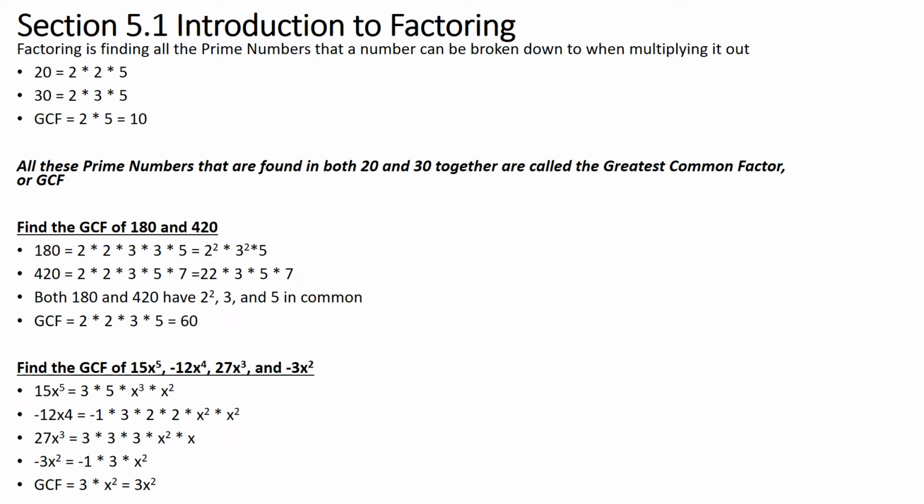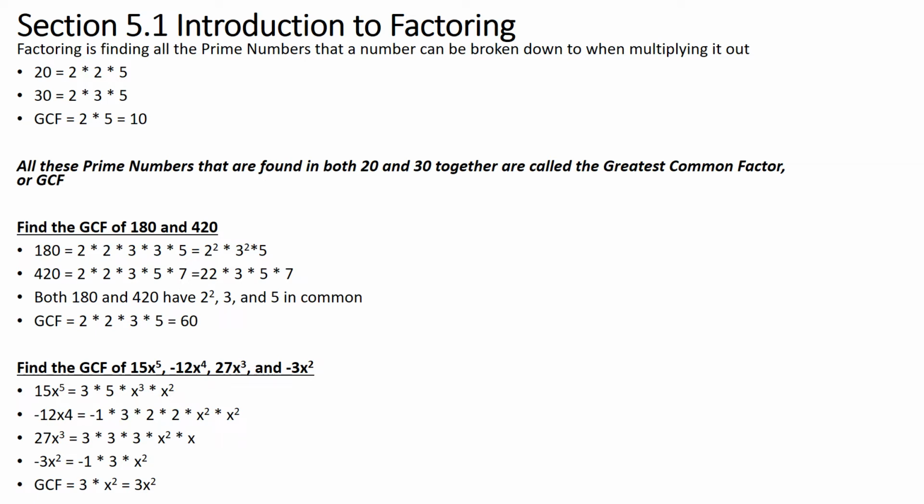For example, 20 can be broken down as 2 times 2 times 5. 30 can be broken down as 2 times 3 times 5. And then we look at what they both have in common. Each has a 2 and a 5. So the greatest common factor between those two, multiply those two common factors, 2 times 5 is 10. 10 goes into 20, and 10 also goes into 30 evenly.